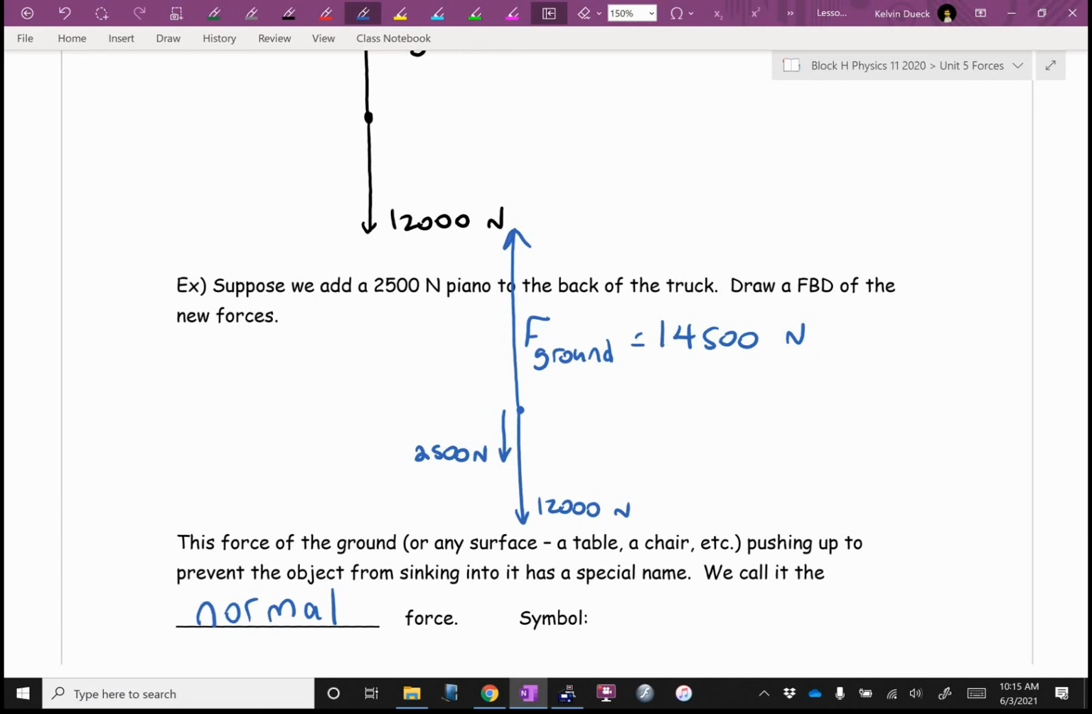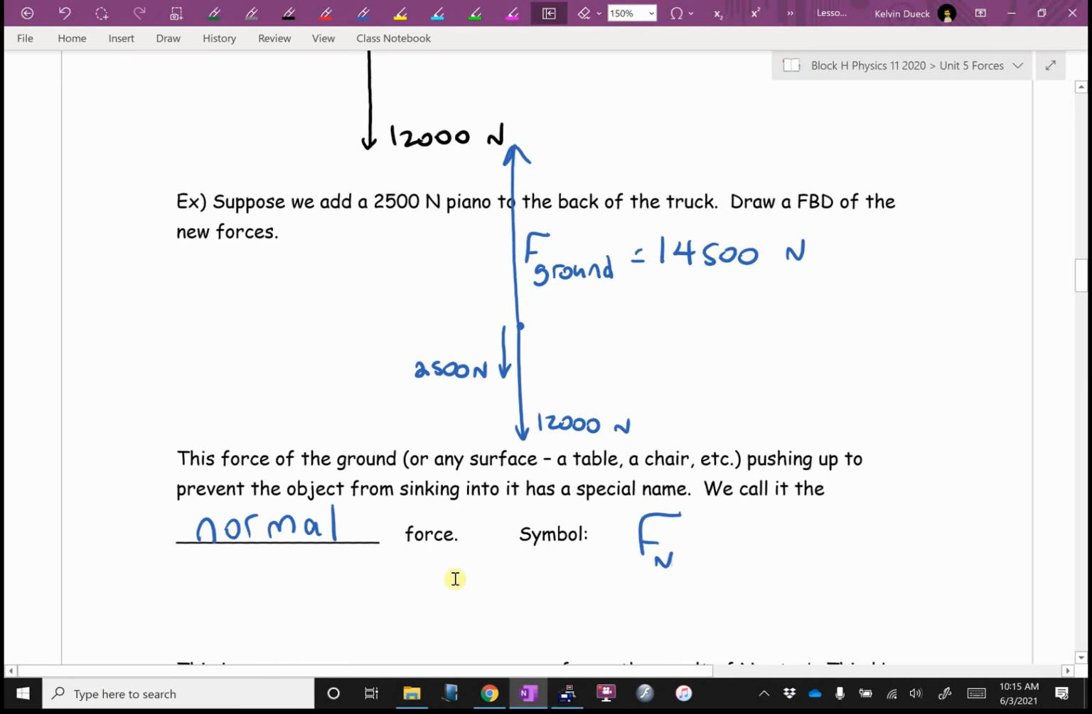Okay? Symbol, F with a subscripted capital N. You're never going to get an equation for the normal force, but I will ask you to find the normal force. How? This is a job for a free body diagram.